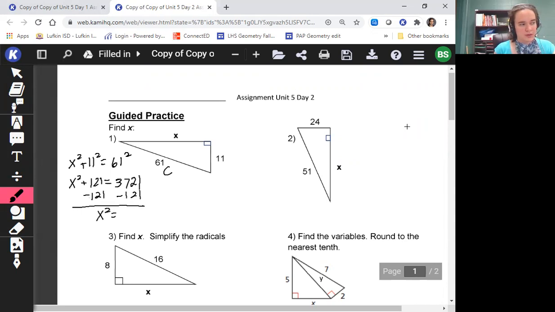and x squared equals 3,600. And then after we get x squared, we need to do the opposite of squaring. So we're going to take the square root. So we have x equaling 60.